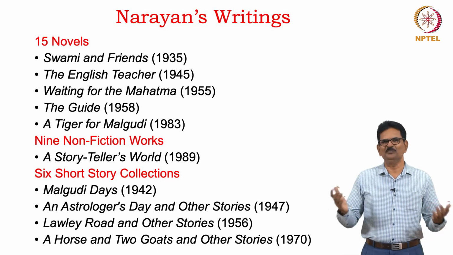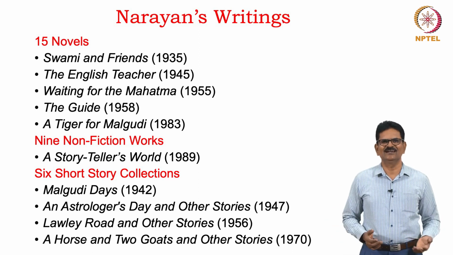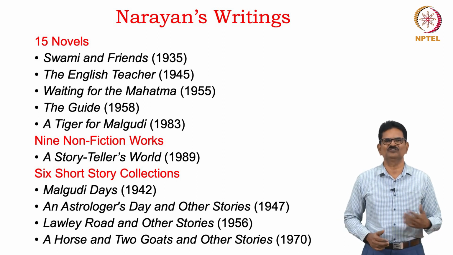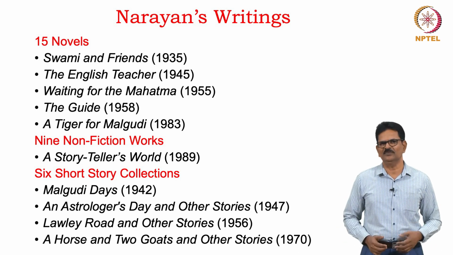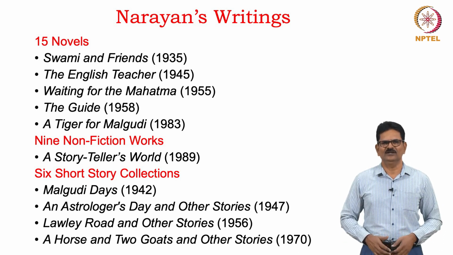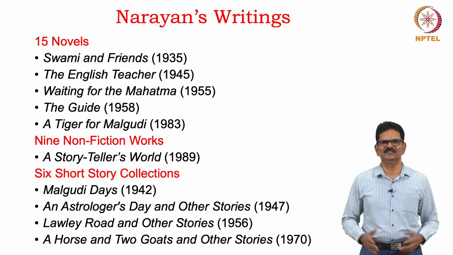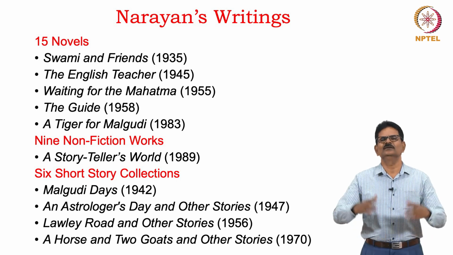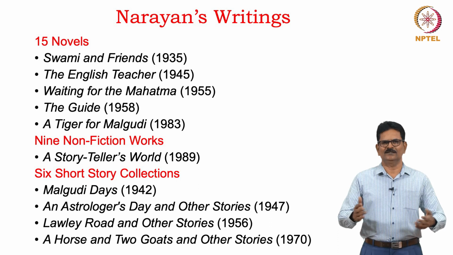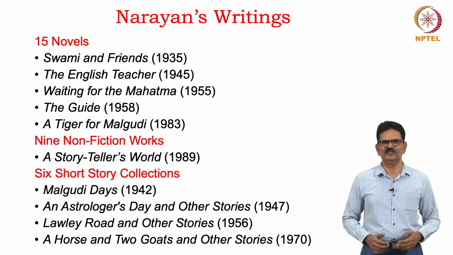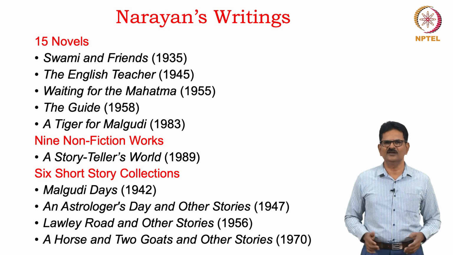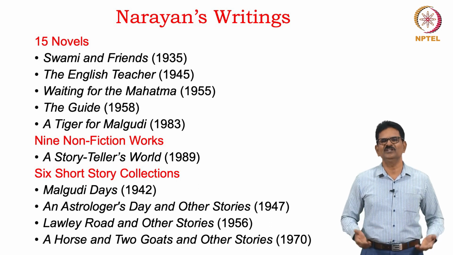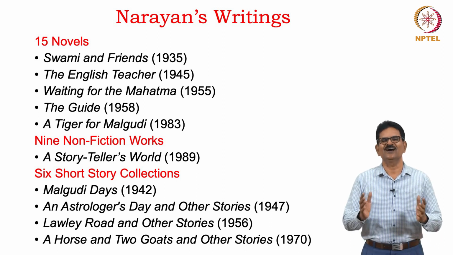Narayan has written a large number of novels, non-fiction works and short story collections. Let's have some examples here. For novels we have Swami and Friends, The English Teacher, Waiting for the Mahatma, The Guide and A Tiger for Malgudi. And for non-fiction works we have just one collection here, A Storyteller's World, from which we have taken the essay Toasted English. Then there are many short story collections like Malgudi Days, An Astrologer's Day and other stories, Lolly Road and other stories, A Horse and Two Goats and other stories. All of them deal with common people, common experiences with humor and irony.